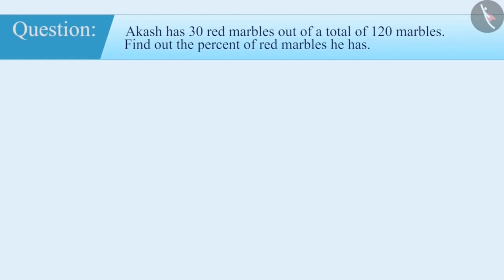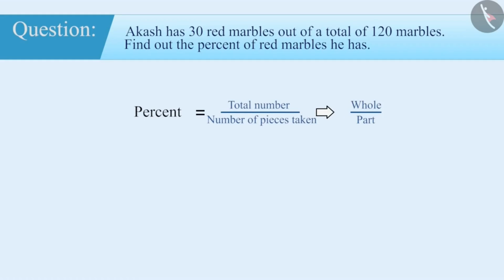Akash has 30 red marbles out of a total of 120 marbles. Find out the percent of red marbles he has. To find the percent, some students divide the total number of pieces by the number of pieces taken. In this way, they divide the whole part by a part. For instance, when solving this example, 120 is divided by 30 to get the result 4%, which is incorrect.